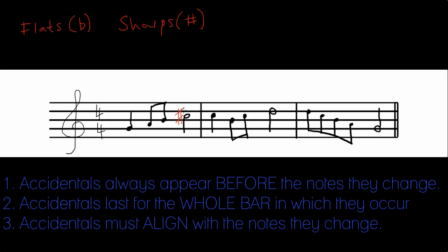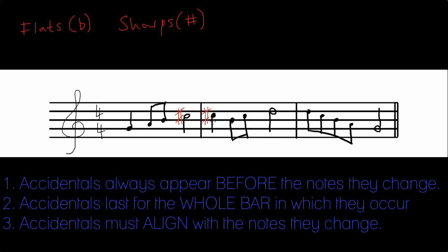The second rule regarding flats and sharps, or accidentals, is that they last for the whole bar in which they occur. So let's look at an example of this. So say I write a C sharp here. I'm going to remember to put it before the note it changes, right here. I've now made this note into a C sharp.